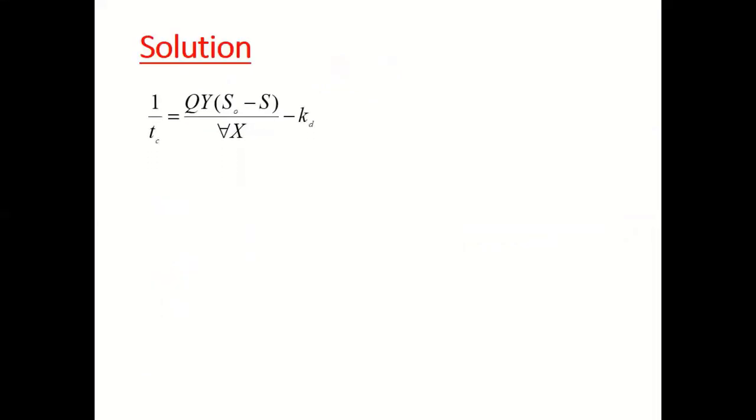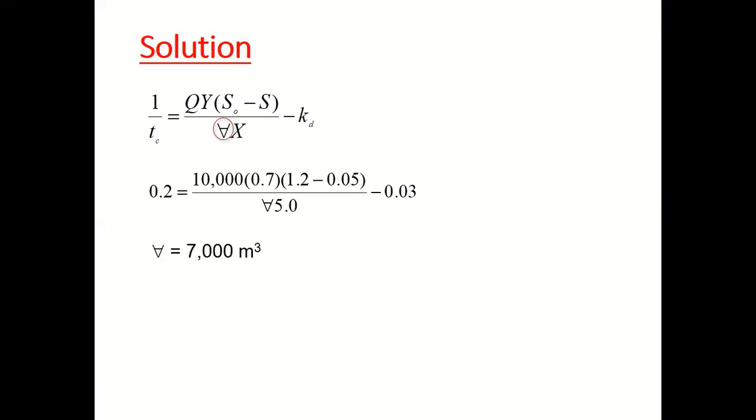First, we use this equation. It is in your lecture notes. 1 over Tc equals qY times (S naught minus S) over Vx, and all is minus kd. Notice here that the only unknown parameter is V. The whole parameters are given in the question, so we can find V. So simply substitute in the equation and find V. V is calculated as 7,000 meter cubed.